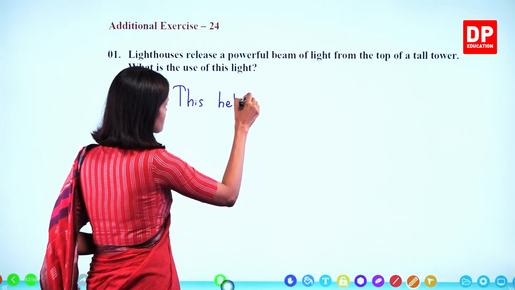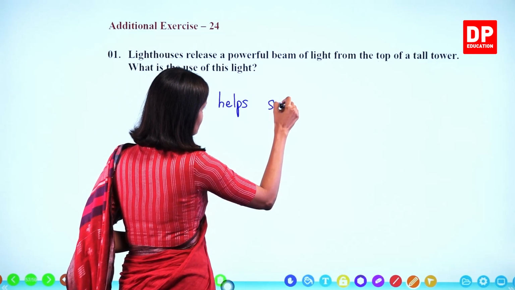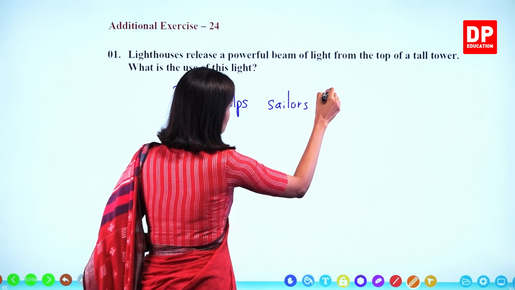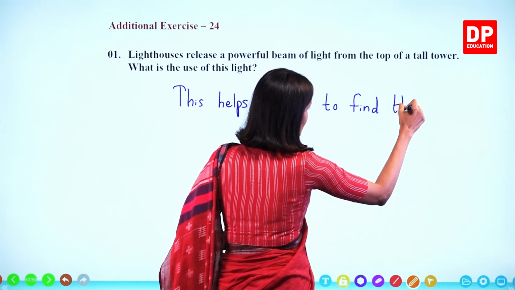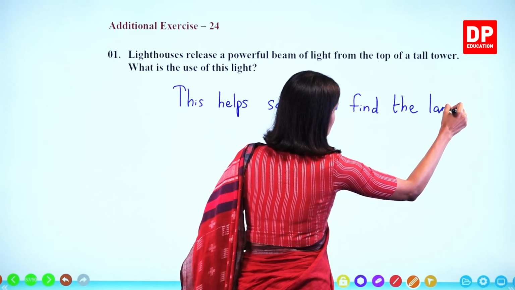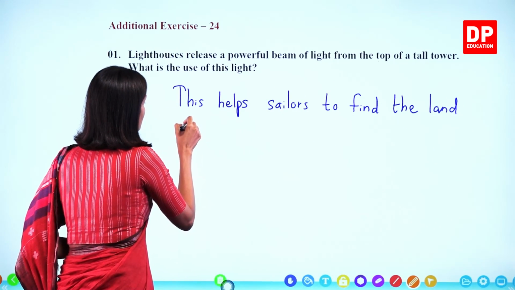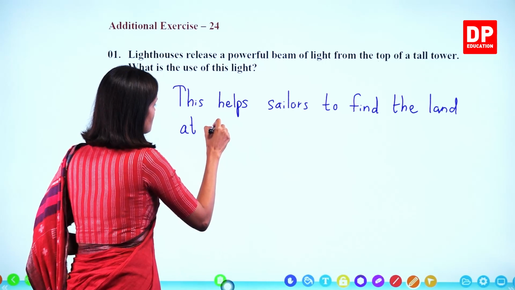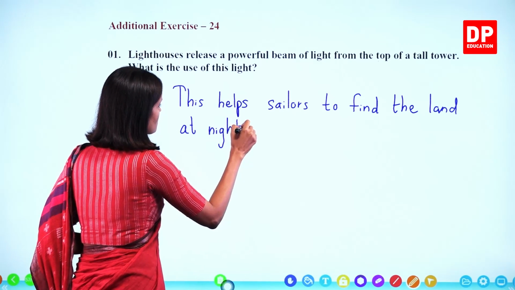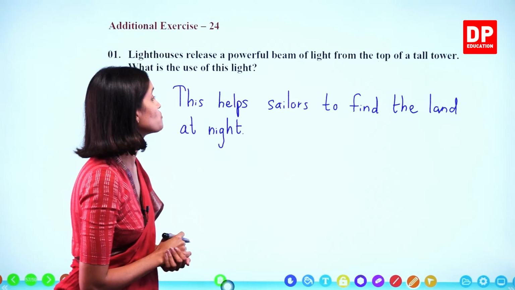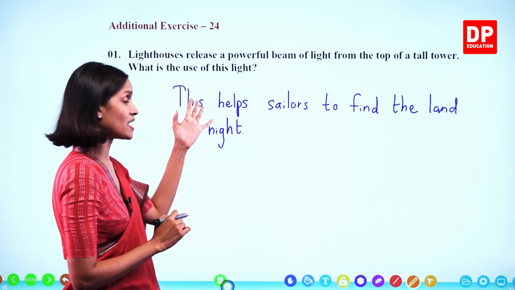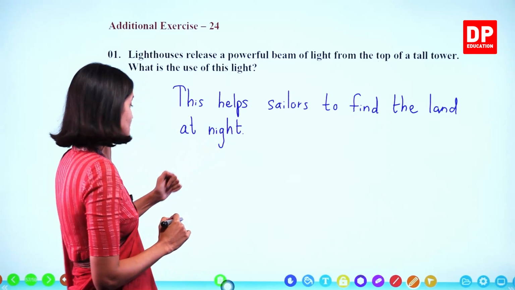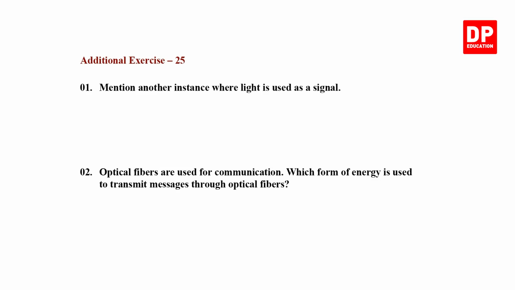This helps sailors to find the land at night. So in this instance, light is used as signals. Exercise 25. Mention another instance where light is used as a signal.